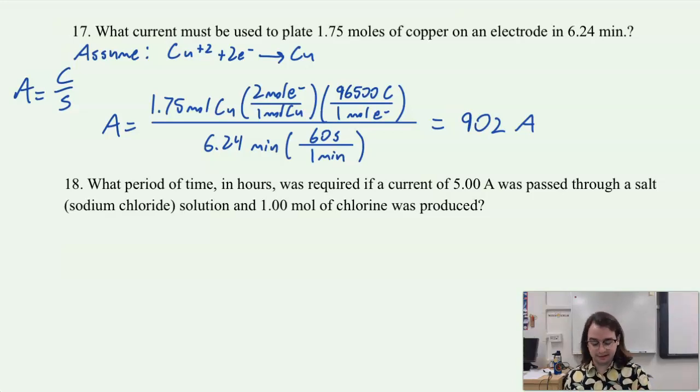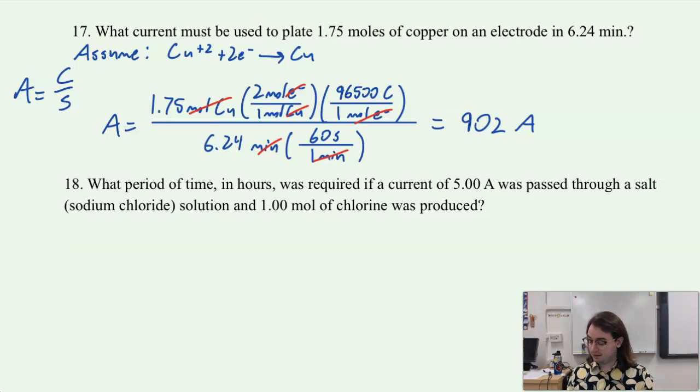But notice that all I did was I took my moles of copper and I converted it into coulombs using Faraday's constant. And then I took my minutes and converted them into seconds. And now I have coulombs over seconds, which is an amp. I just divide those numbers and I get 902 amps.